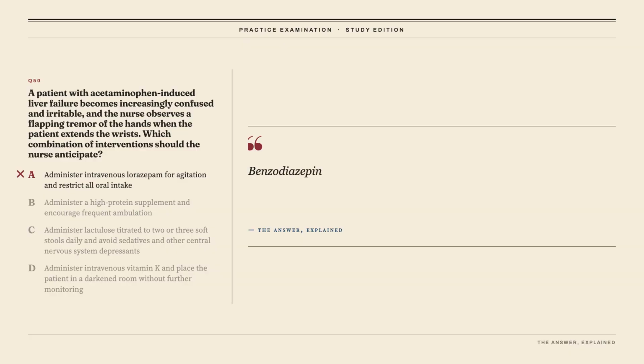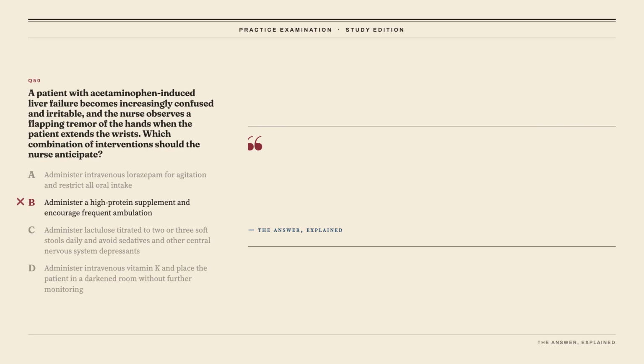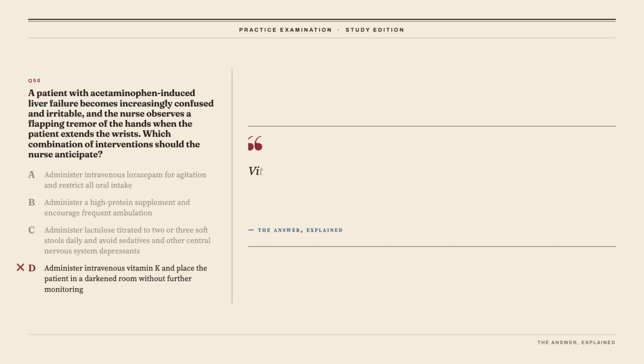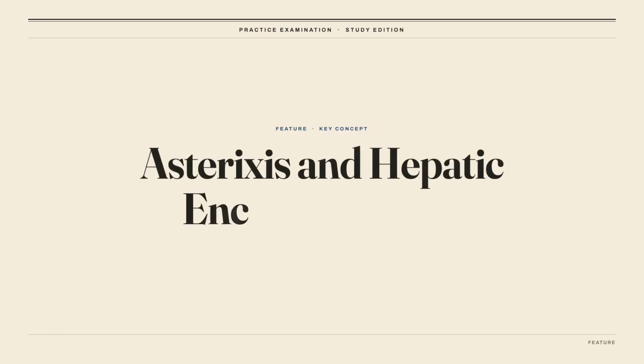A is wrong because benzodiazepines worsen encephalopathy and obscure the mental status changes used to track the patient's course. Sedation in this patient would be actively harmful. B is wrong because protein loading increases the ammonia burden the liver cannot process. Ambulation is also unsafe in a confused patient at high risk of falls and bleeding. D is wrong because vitamin K addresses coagulopathy slowly and does nothing for ammonia. Reducing monitoring in a patient who may be progressing towards cerebral edema and coma is the opposite of what is needed.